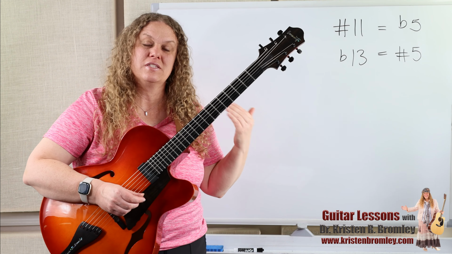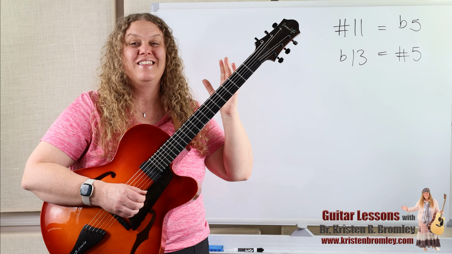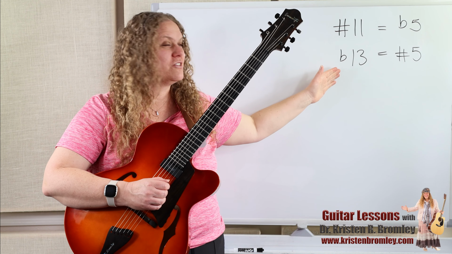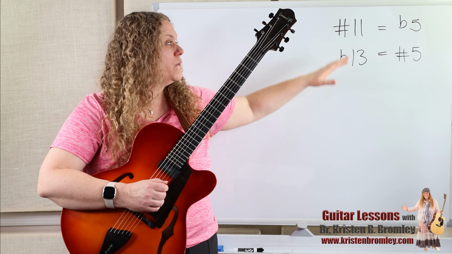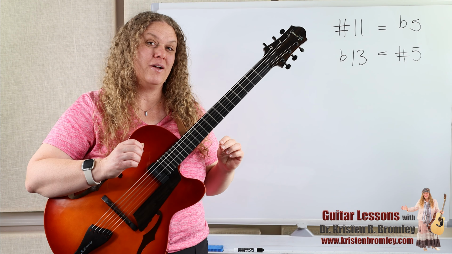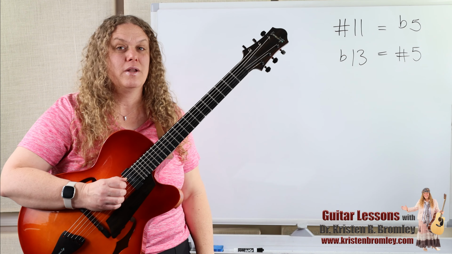The 13th matches the 6th step of the scale. If we were to sharp the 13th, we just get the flatted 7th. So there is no sharp 13, but we can flat the 13. In the same way that we have the sharp 11 and flat 5 being the same enharmonic tone, guess what? The flat 13 and sharp 5 are the same enharmonic tone.